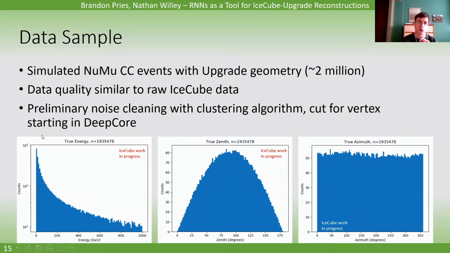Our energy distribution follows a rough power law, highly biased towards low energies, which makes sense because that's the energy range that we're focused on. And then it should be roughly flat in cosine zenith, that's true zenith here, and approximately flat in azimuth as well.